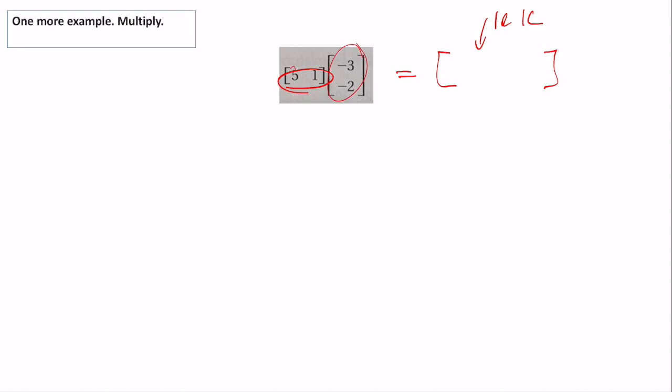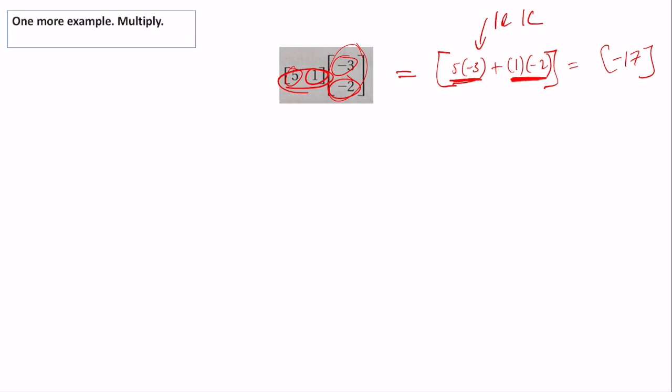Okay, so I'm going to do my 5 times my negative 3. 5 times negative 3, right? And I'm going to add to that 1 times the negative 2. So 1 times negative 2. And that is negative 15 plus negative 2 is negative 17. And wait a second, I'm done, because there's nothing else. I already multiplied my first row by my first column.